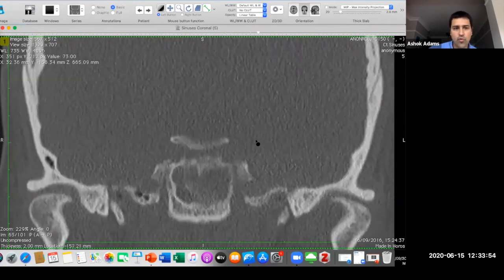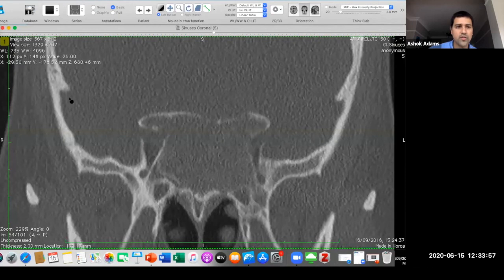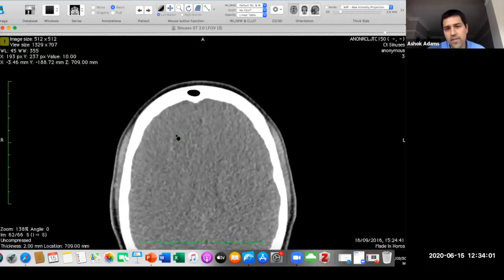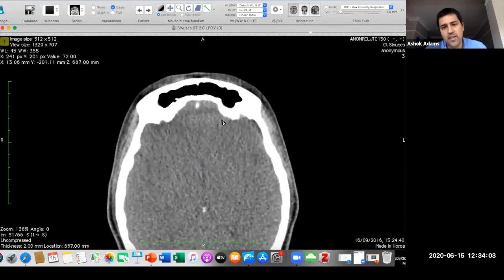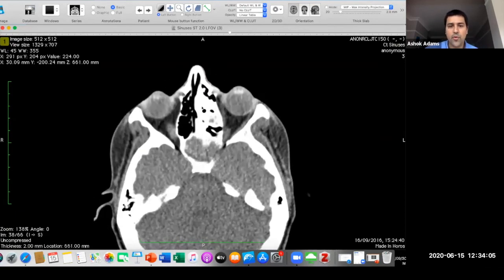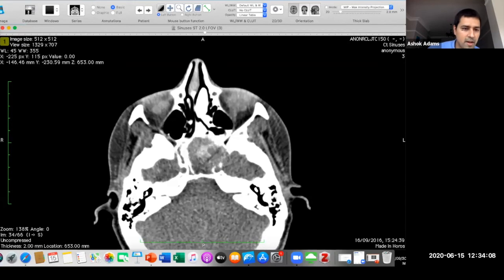So your question here is, this all looks rather odd. It's determining whether you think this is a problem with the sinuses, or whether, given the extent, it's something related to the skull base. So I'm going to show you the MRI next. So this is the MRI sinus that we then did.